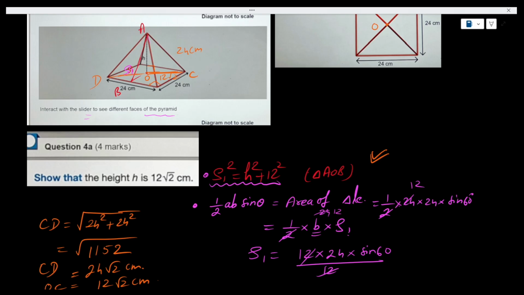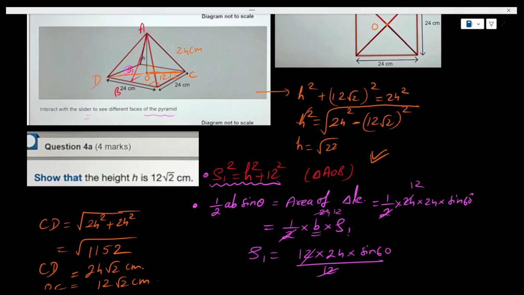Again, how can you get it here? h square plus 12 root 2 whole square will be equal to 24 square. So h square is going to be 24 square minus 12 root 2 whole square, and h will be root 288, which is 12 root 2. So this is going to be your height. This is the second part.